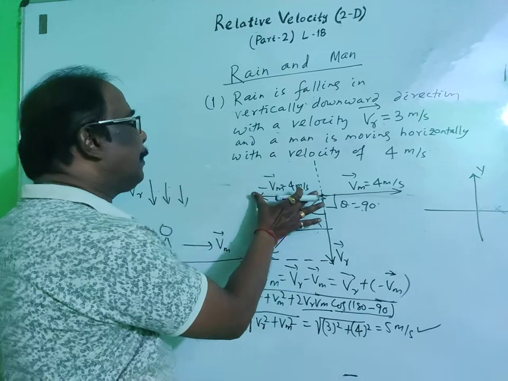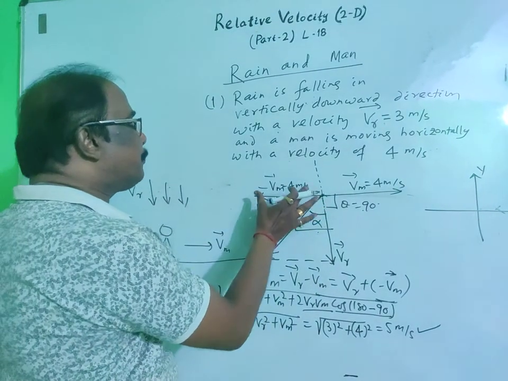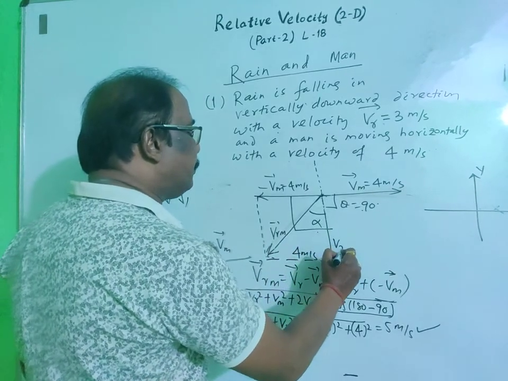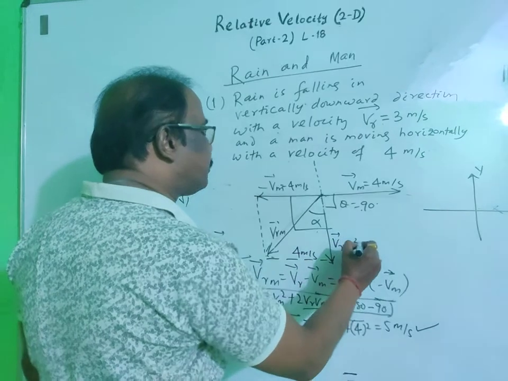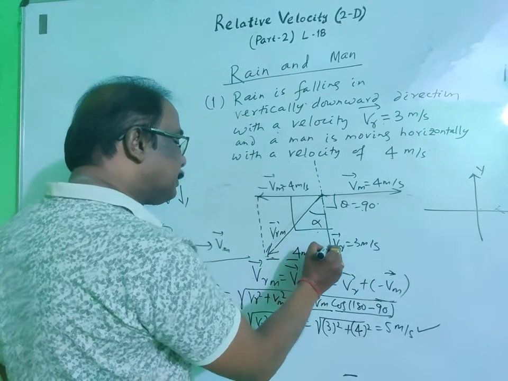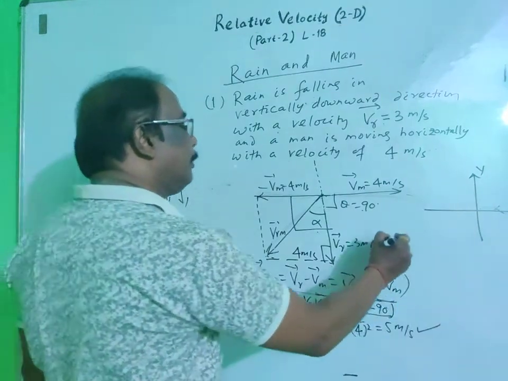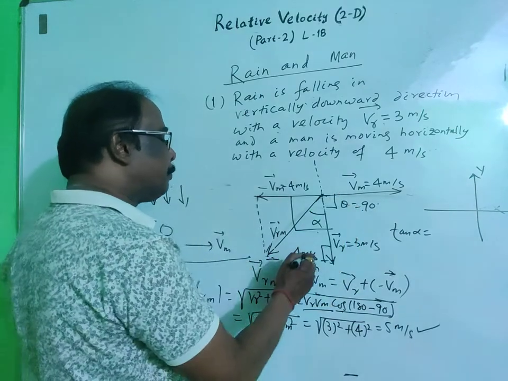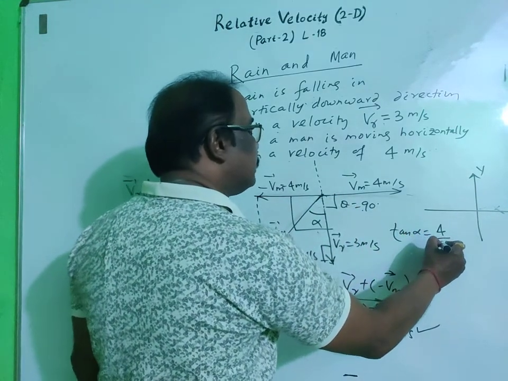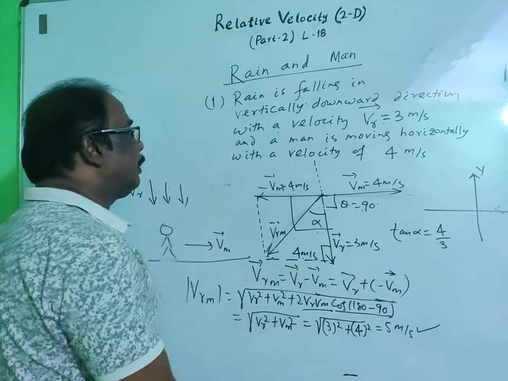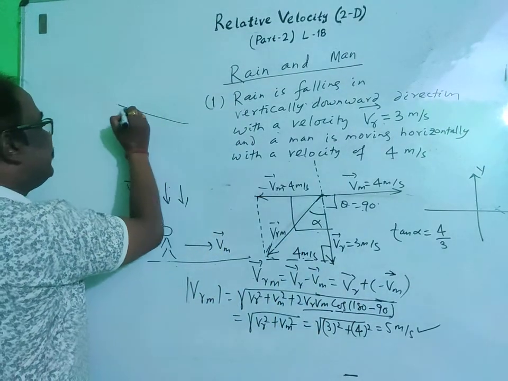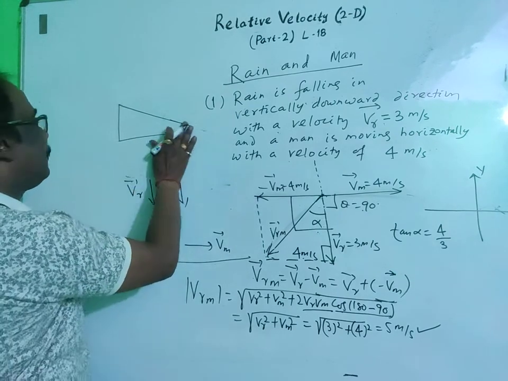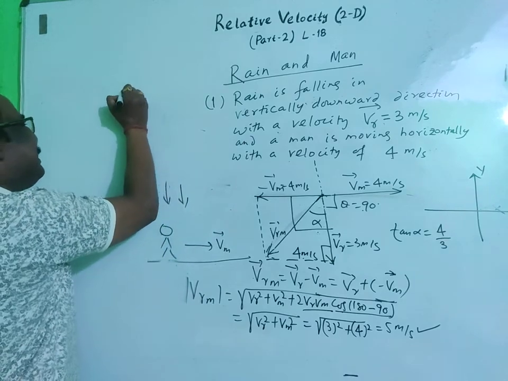See, the length of a line represents magnitude. If this is 4 meter per second, this is also 4 meter per second, and this is the velocity of rain, whose magnitude is 3 meter per second. Then in this right angle triangle, this angle is 90 degree, so tan alpha is equal to perpendicular upon base. Perpendicular is 4, base is 3, so tan alpha is 4 by 3, and you know the simpler form.